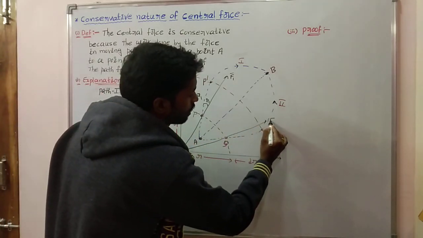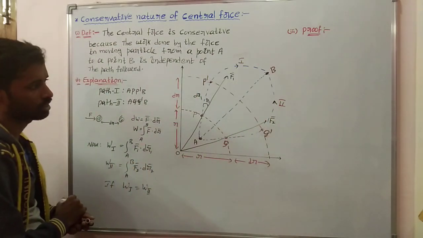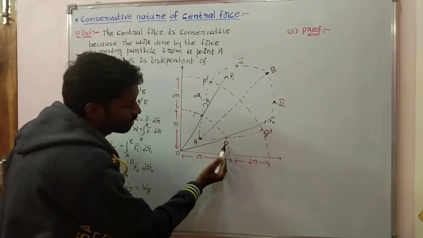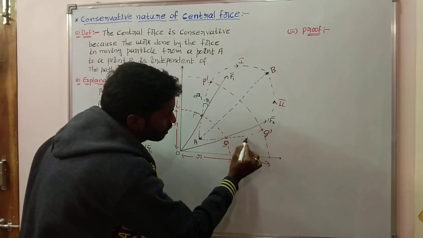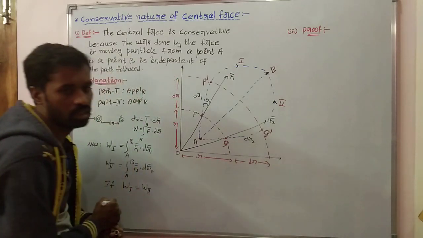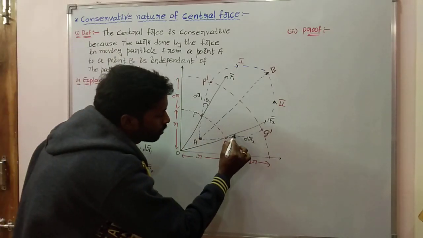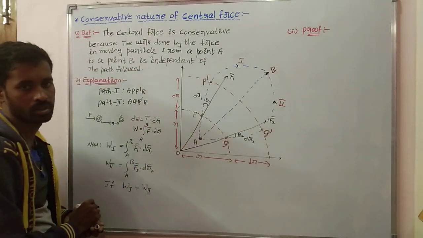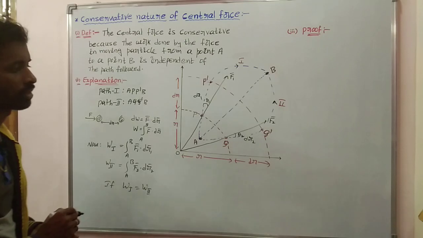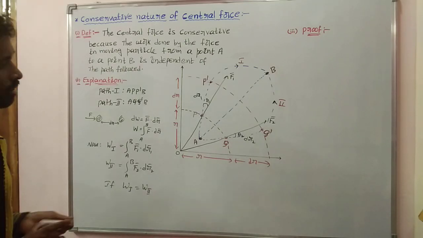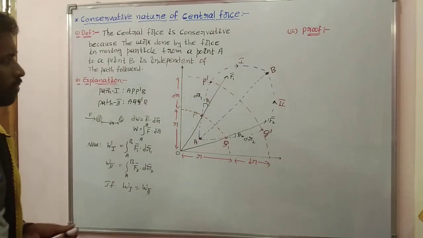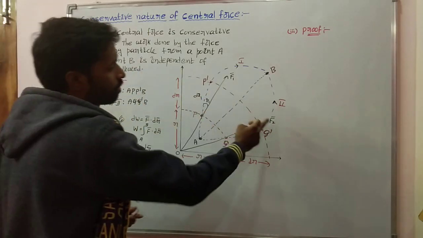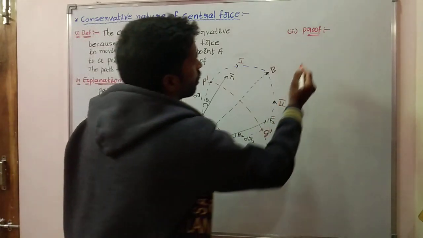Let us say F2 bar. Now our particle is displaced from Q to Q dash, let us say dr2. The dr2 makes an angle theta 2 with F2 bar. Clear? From the diagram, from the definition of central force, what do we conclude? F1 bar is equal to F2 bar.